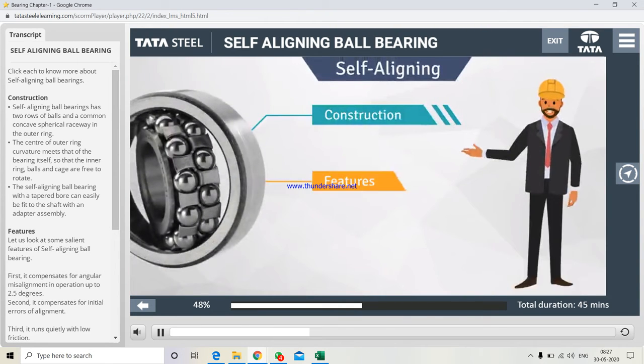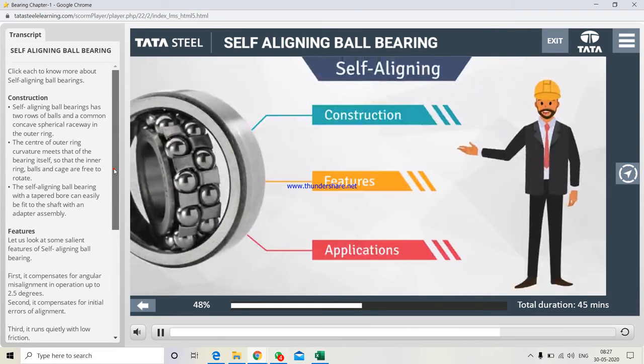Click each to know more about self-aligning ball bearings.